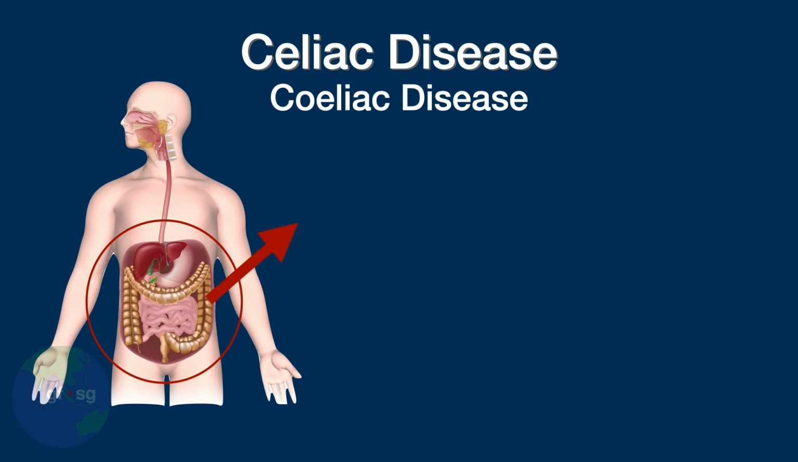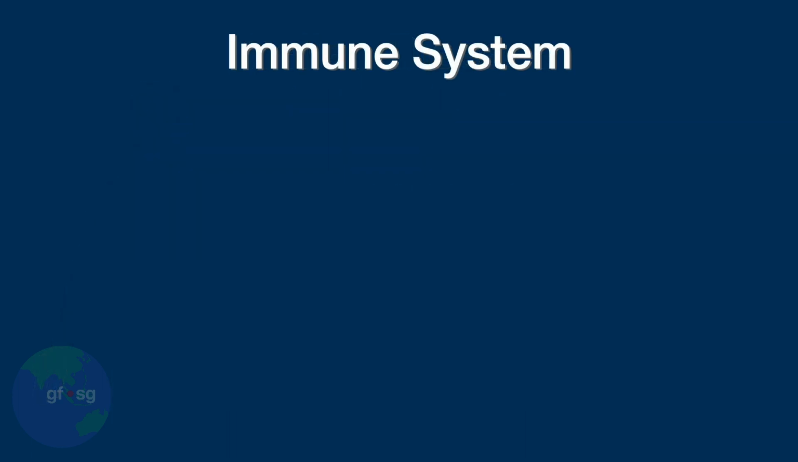In the 1940s, a Dutch doctor named Wilhelm Dijke realized that the removal of some grains from the diets of children with digestive issues greatly improved their condition, thus discovering celiac disease. Celiac disease is an autoimmune disorder where a person's immune system attacks their own body. Before we explain celiac disease, let's look at how the immune system works.